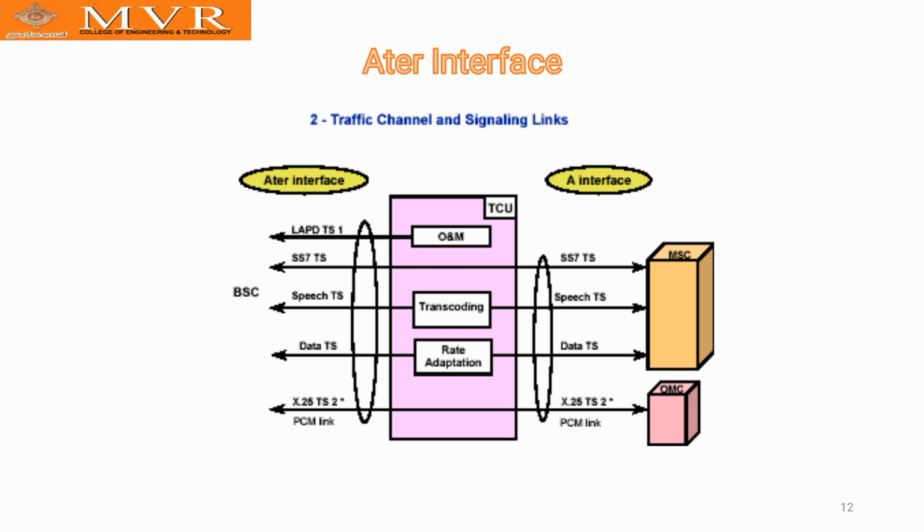This is the traffic signal channels. In these channels, the transcoding will be sent to the BSC and MSC for speech TS, and the MSC will send to the Ater interface for acknowledgement purposes using signaling system 7. Okay, the rate adaptation is also sent to data TS to the MS, and whatever PCM link is provided, it is by using the operations and maintenance controller.